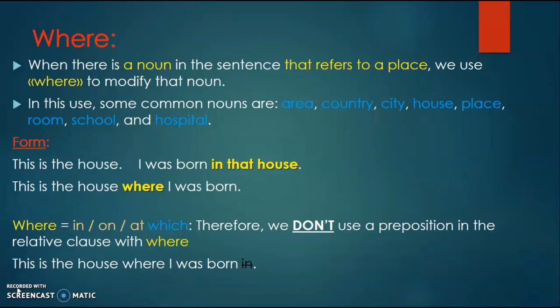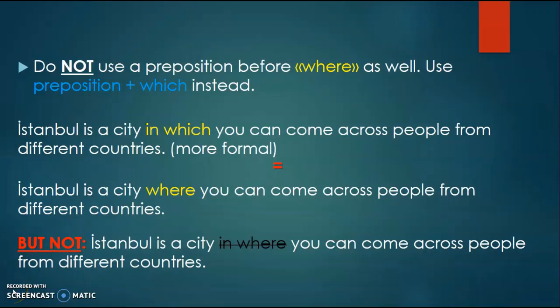Let me remind you, where is the same as in which, on which, at which. So we don't use a preposition in the relative clause with where. Therefore, "This is the house where I was born in" is wrong. Okay, we don't use a preposition before where as well. We use the preposition plus which form instead.